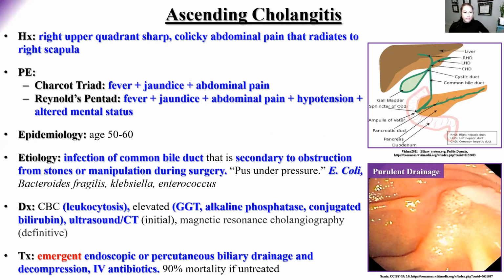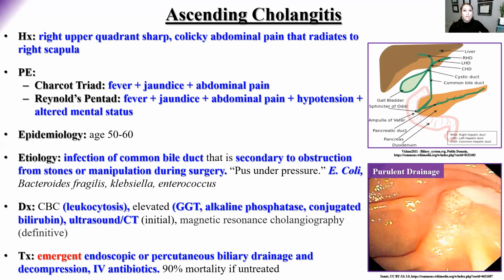Fever, jaundice, and abdominal pain is the Charcot's triad that's associated with ascending cholangitis. Then you have Reynolds pentad. As this progresses and gets worse, you have that fever, jaundice, abdominal pain, but now we're adding hypotension and altered mental status. Both of those we know are red flags that our patient is not doing well. So make sure you know the triad and the pentad.